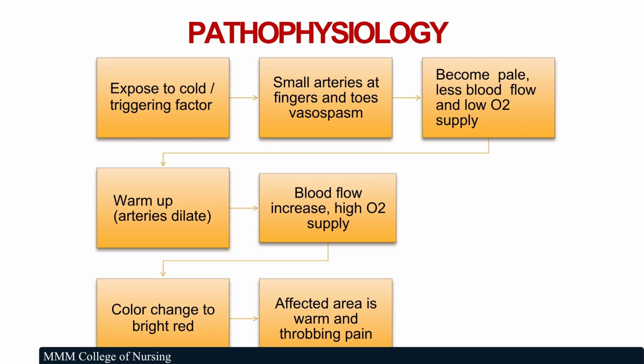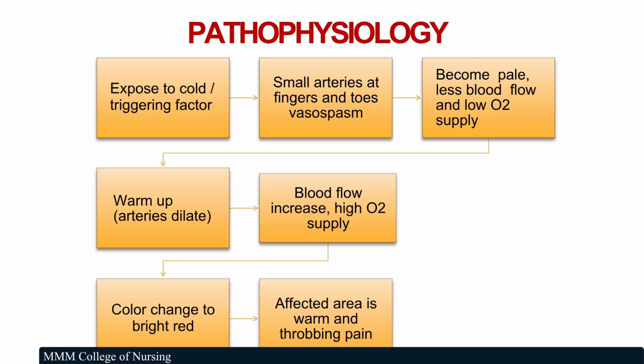Now, one of two things happens. Either the trigger is removed, maybe the patient goes into a warm room, or the body compensates on its own. The arteries begin to relax and dilate. Blood rushes back in. Now you have a sudden increased blood flow going into tissues that were starved. Because of this rush of reoxygenated blood, the color changes dramatically. So what color changes do you see?